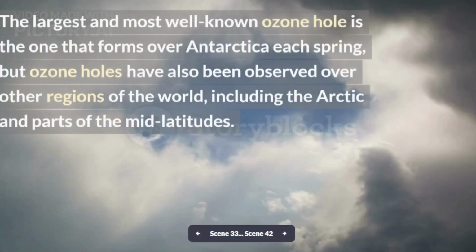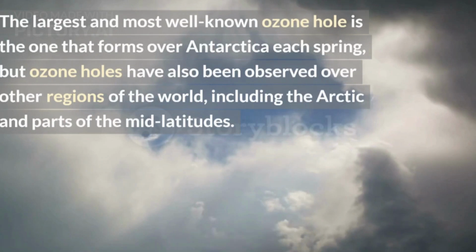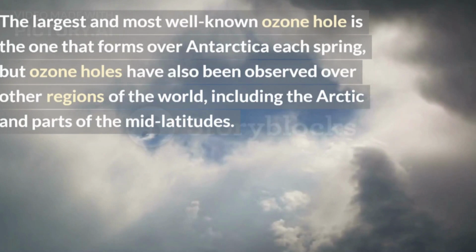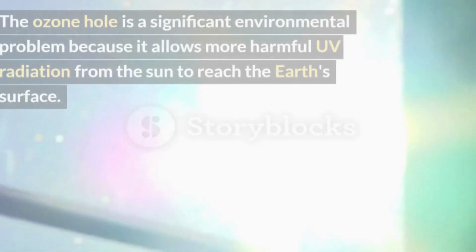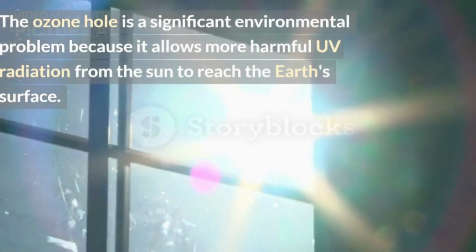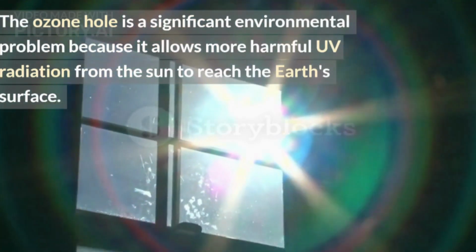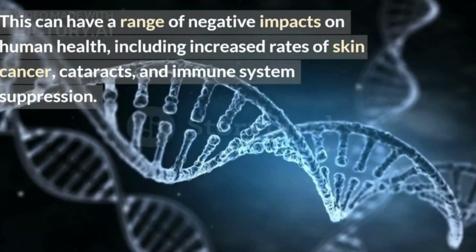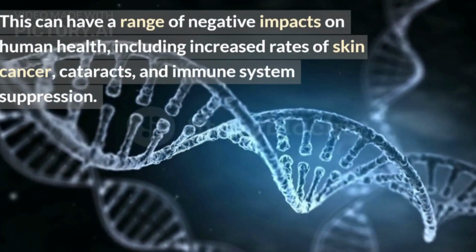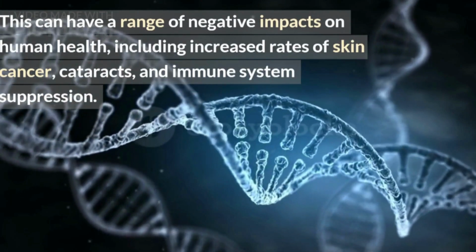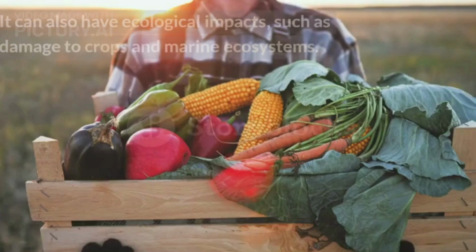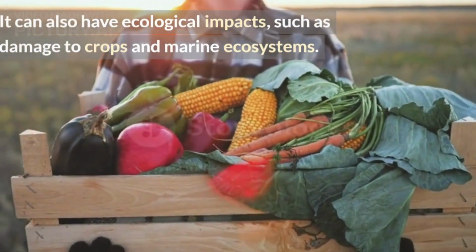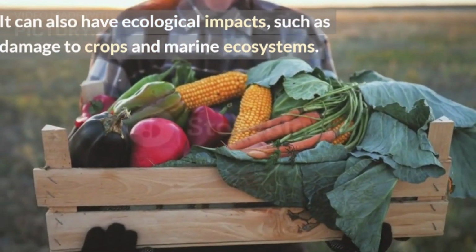The largest and most well-known ozone hole is the one that forms over Antarctica each spring, but ozone holes have also been observed over other regions of the world, including the Arctic and parts of the mid-latitudes. The ozone hole is a significant environmental problem because it allows more harmful UV radiation from the sun to reach the Earth's surface. This can have a range of negative impacts on human health, including increased rates of skin cancer, cataracts, and immune system suppression. It can also have ecological impacts, such as damage to crops and marine ecosystems.